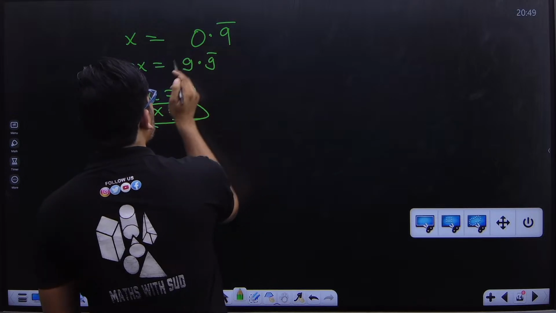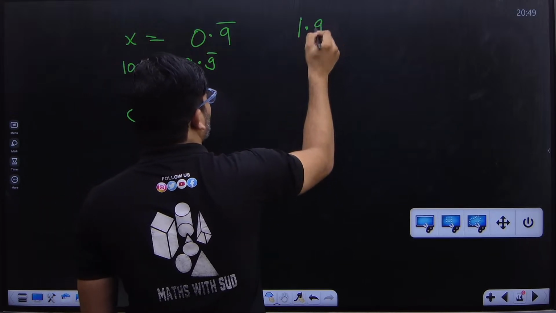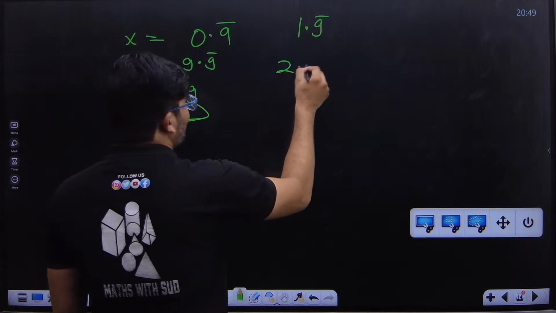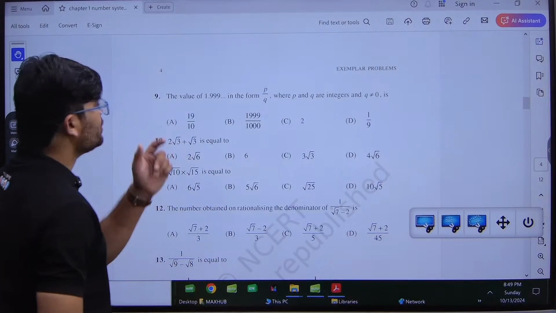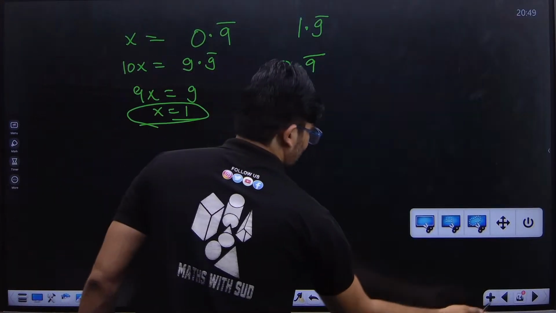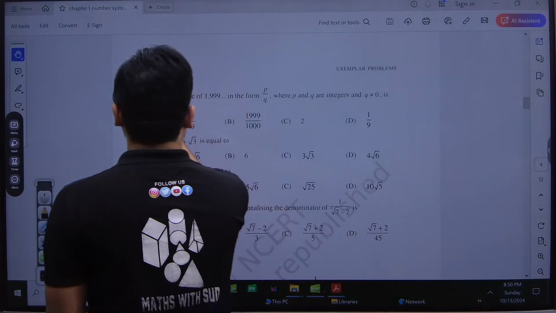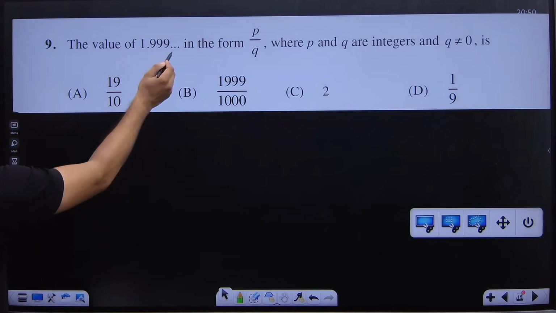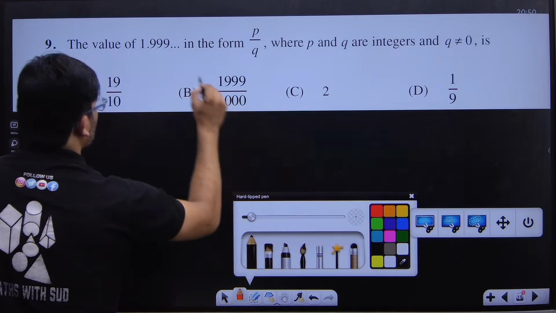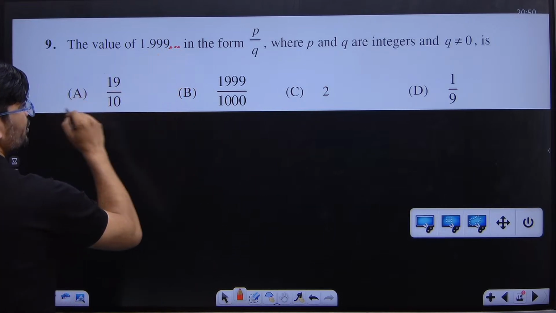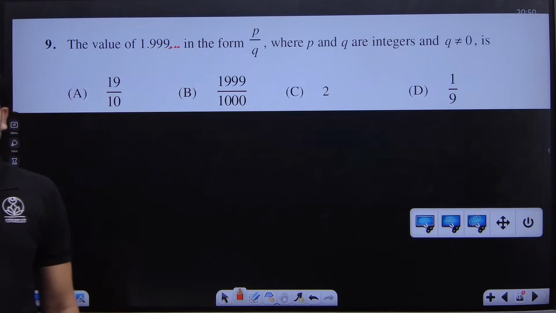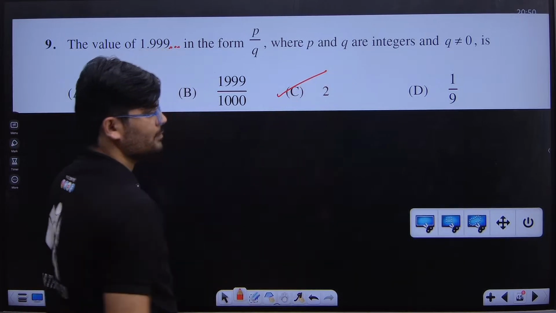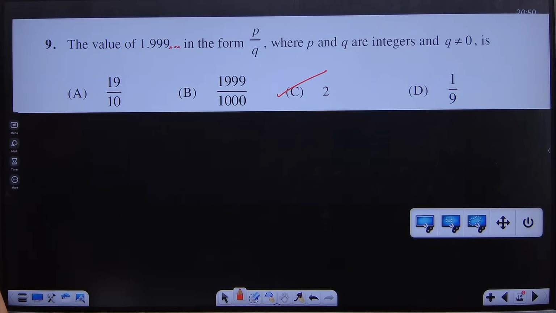So if 0.9 bar is 1, can you tell me what will be 1.9 bar? 2. What will be 2.9 bar? 3. Now the question comes in front of you. It is 1.9 and the 9 goes on like this. This is 1.9 bar only. Which option is correct? 2. Wonderful. So the option C.